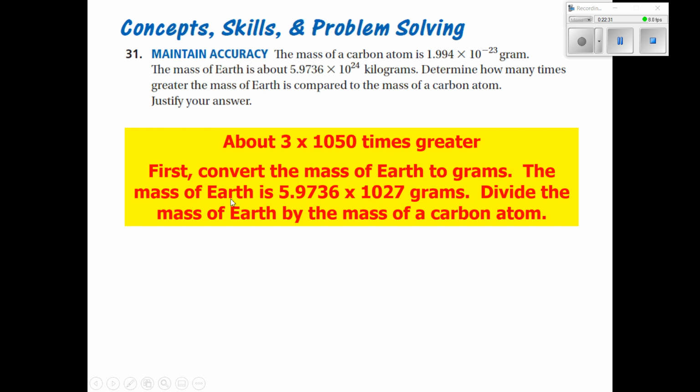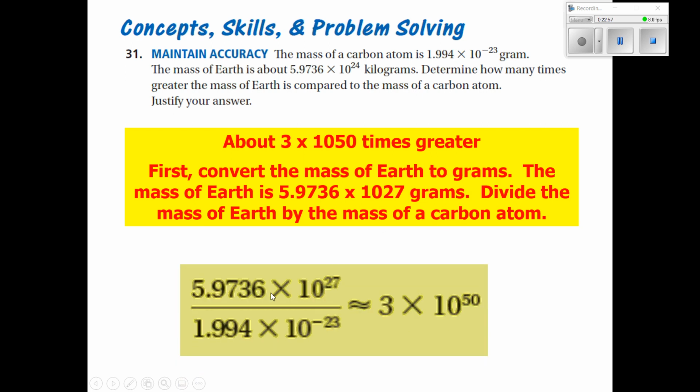And the mass of Earth is then, remember, 5.9736, and we're going to multiply this to get grams, 10 to the 27 grams. Then we're going to divide the mass of Earth by the mass of the carbon atom. When we do this, we're taking that 5.9763 times 10 to the 27.